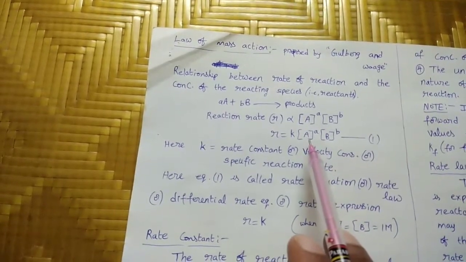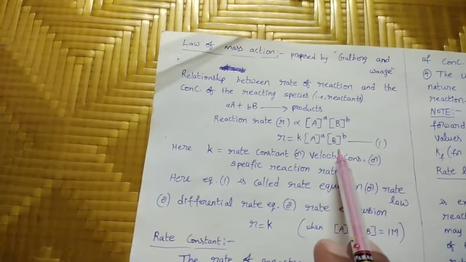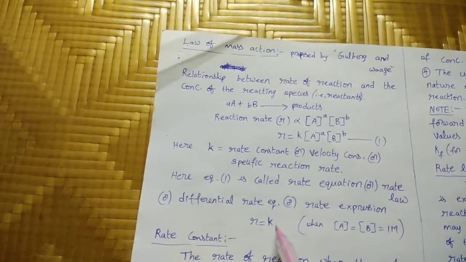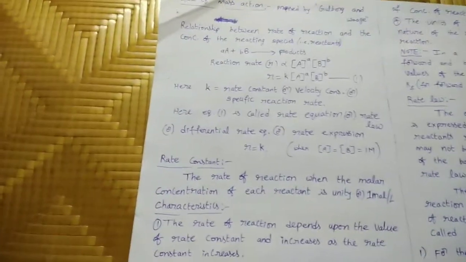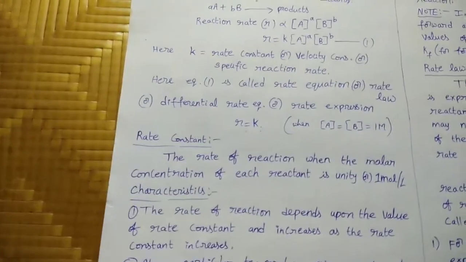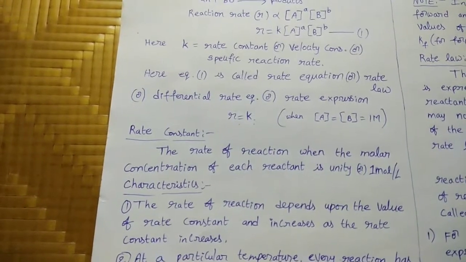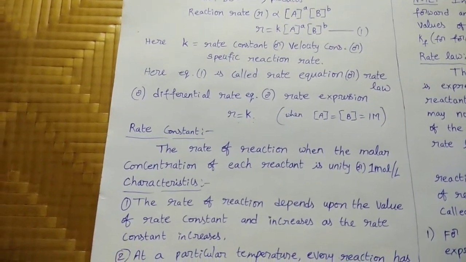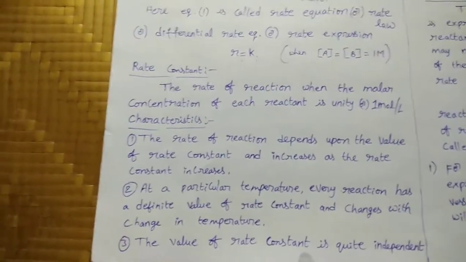Suppose the concentration of reactants A and B is each 1 molar, then we get R equal to K. So this K is called the rate constant. This rate constant we can define as the rate of reaction when the molar concentration of each reactant is unity, or 1 mole per liter. This rate constant has particular characteristics. These are important for multiple choice questions. Remember carefully.